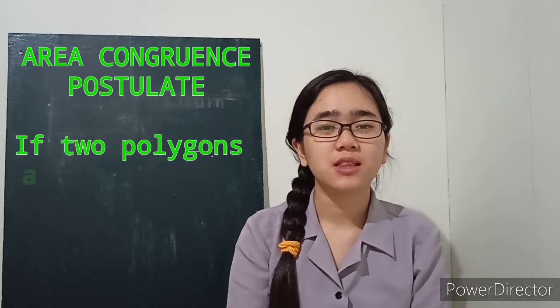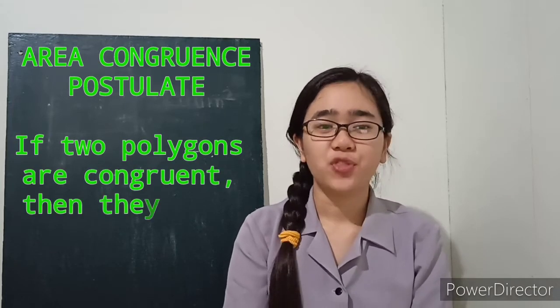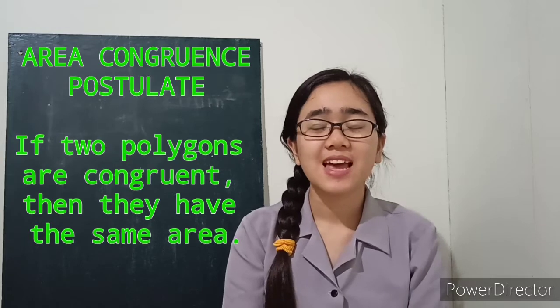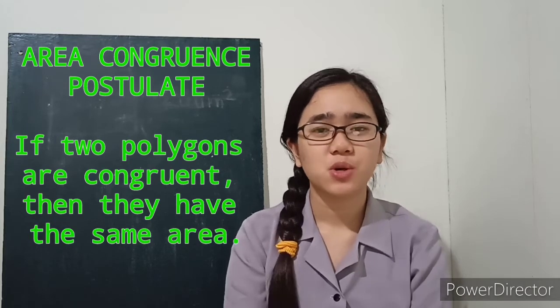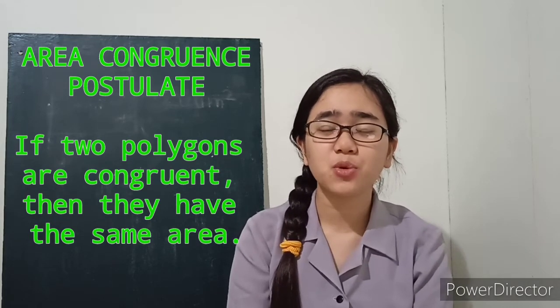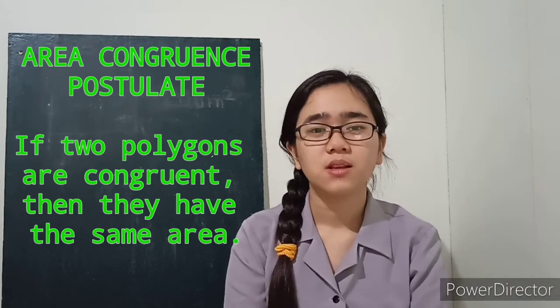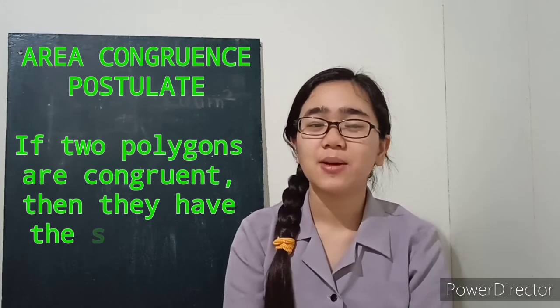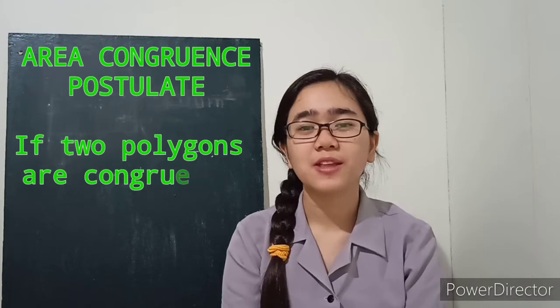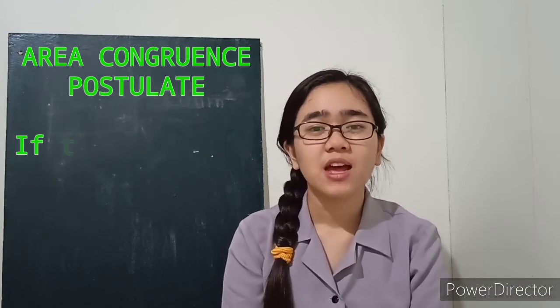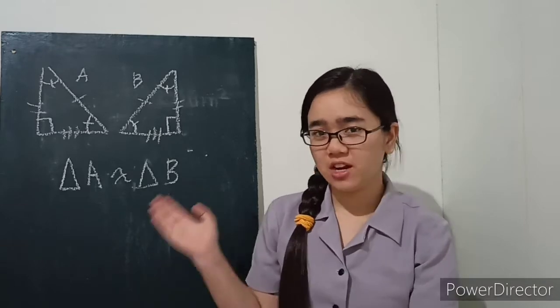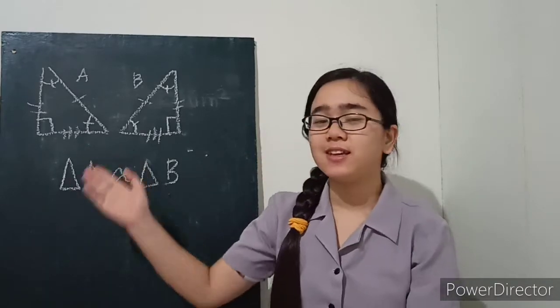In this postulate, it says if two polygons are congruent, then they have the same area. So, how can we say that the two polygons are congruent? We can say that the two polygons are congruent if they have the same sides and angles. For example, we have here an illustration of two right triangles.